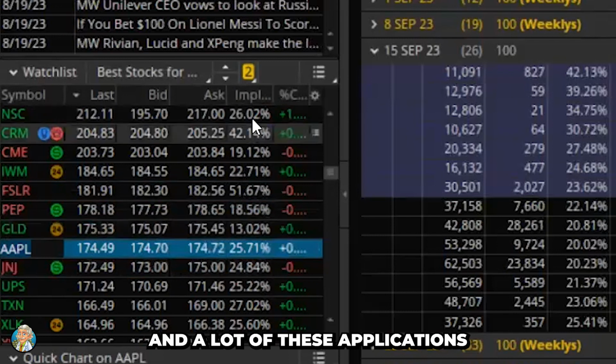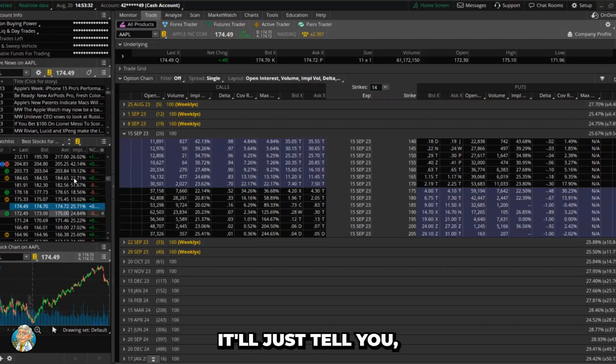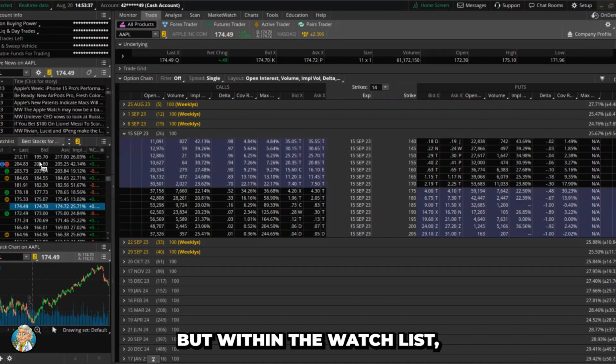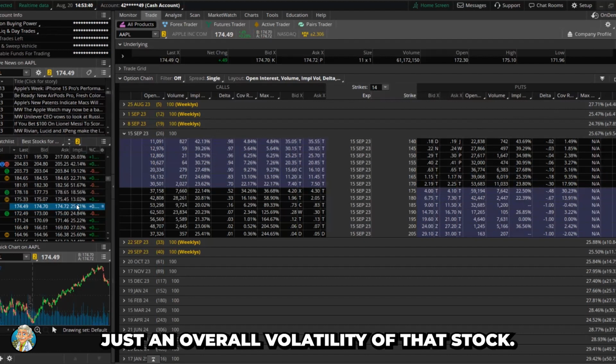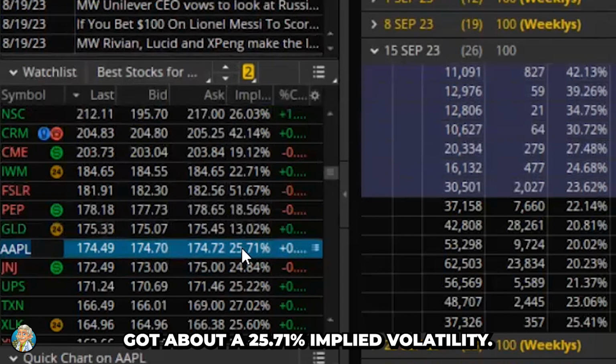And a lot of these applications will have the ability to have an implied volatility column. It'll just tell you not just the column over here within the options chain, but within the watch list, just an overall volatility of that stock. And so I'm taking a look at Apple. If you look here, Apple's got about a 25.71% implied volatility.